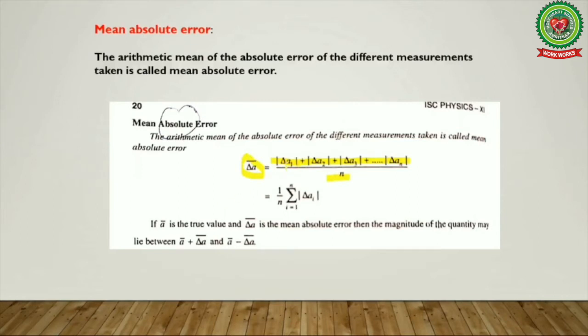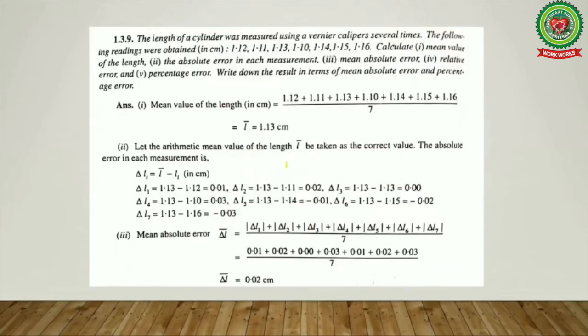Why are we taking mod? It means we are not going to take the plus or minus sign into consideration. Every time we will take the positive value. In the last example, we got minus 0.02, but we will take only plus 0.02 while finding the mean absolute error. Let's see the example.